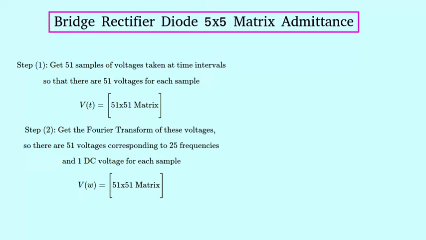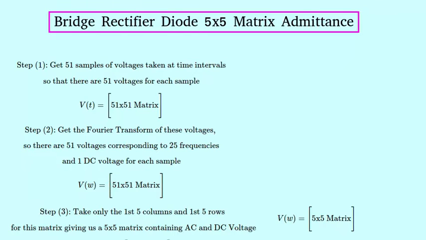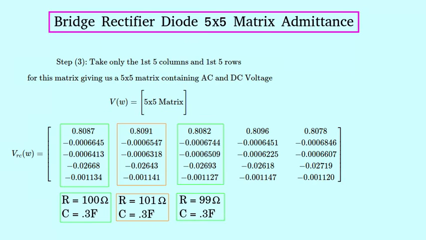We'll use a fast Fourier transform matrix to transform this data into a matrix of voltage column vectors in the frequency domain, also represented here by a 51 by 51 matrix. And then we'll only take the first 5 voltage vectors for one DC value and 2 frequencies of AC, which requires 4 values, so each voltage vector will have 5 values, which will give us a 5x5 matrix. So this is what this matrix looks like.